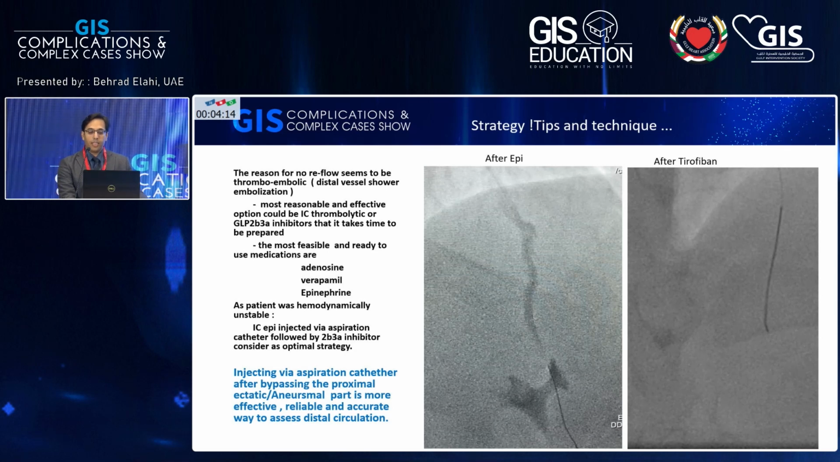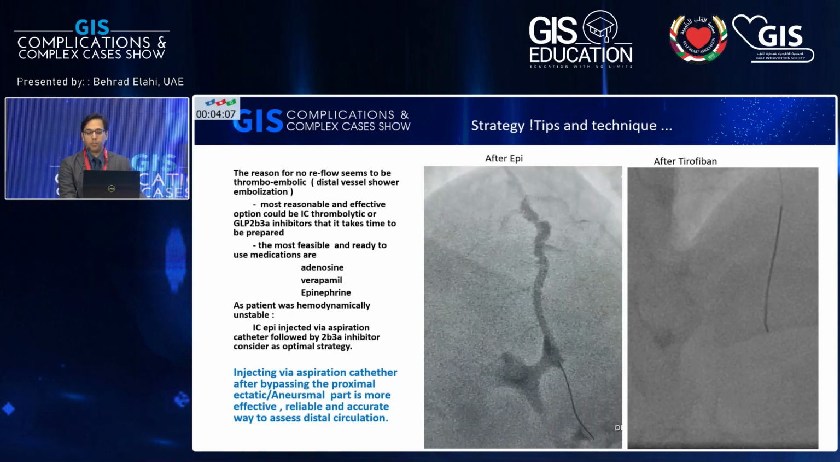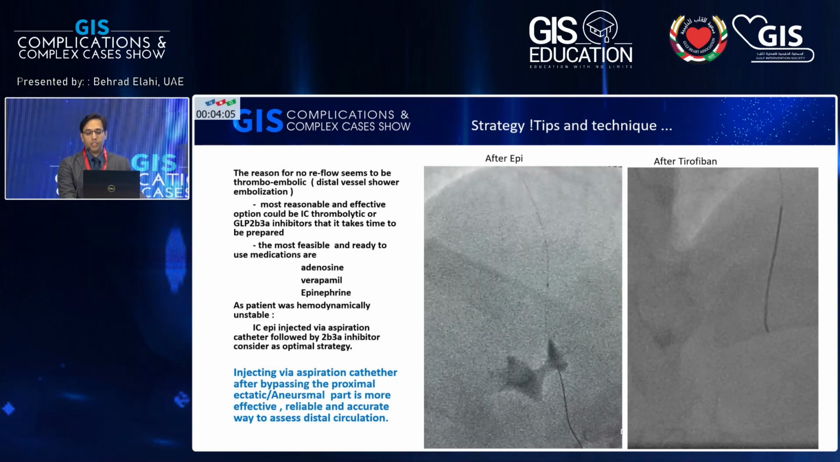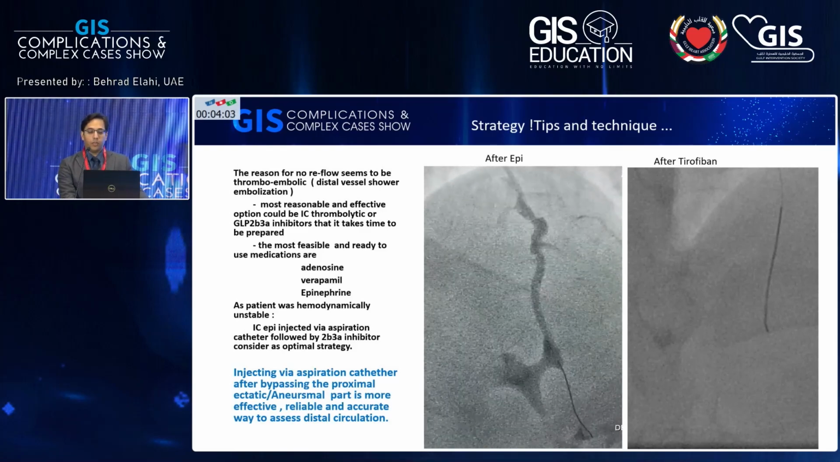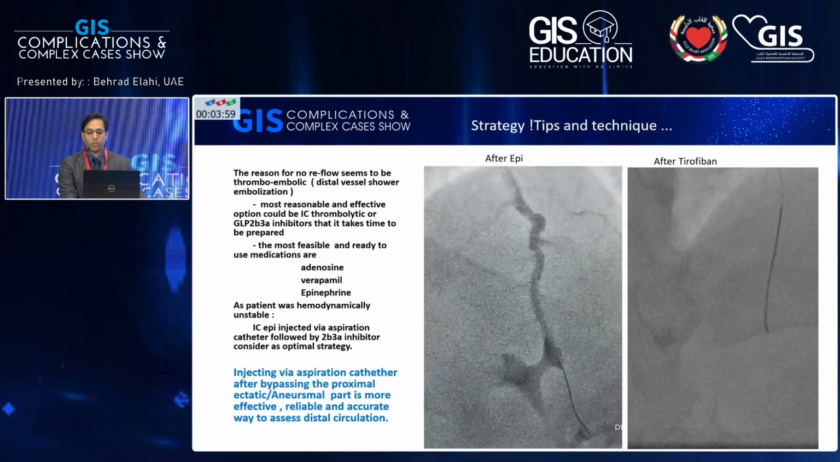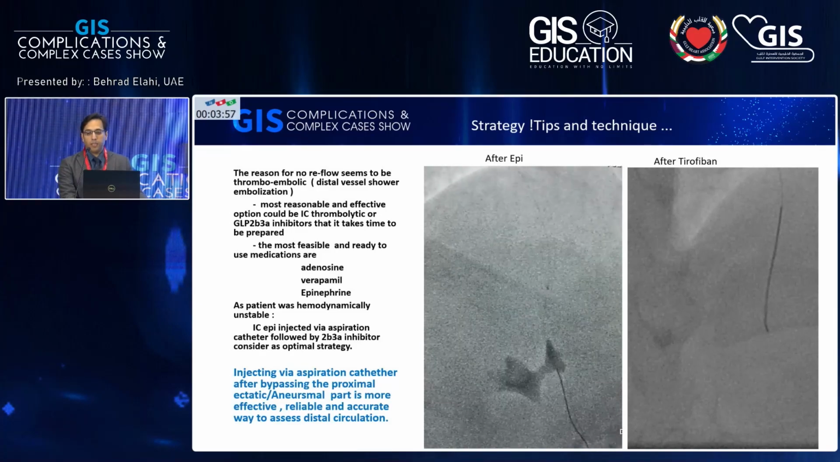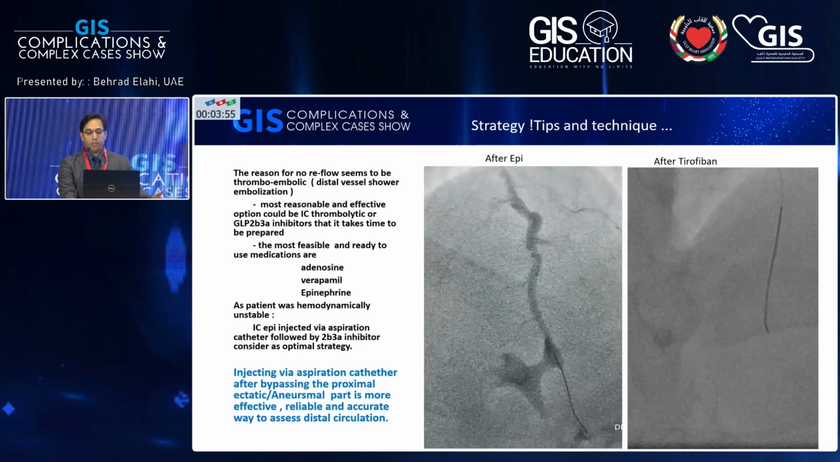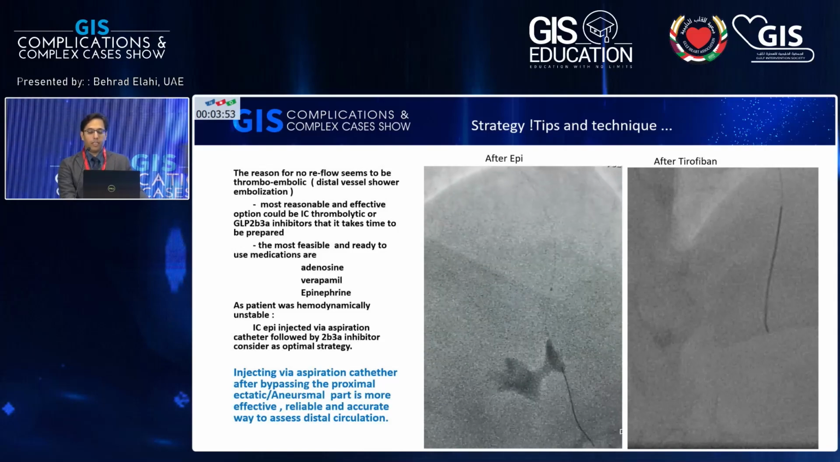But the point is that when you want to deliver the drug to the diseased artery, it is better to use the microcatheter or the aspiration catheter to inject directly to the target vessel, instead of wasting the medication to all the vascular territory and other coronary vessels. I started with epinephrine because this is the first medication, available, feasible, and very easy to use.